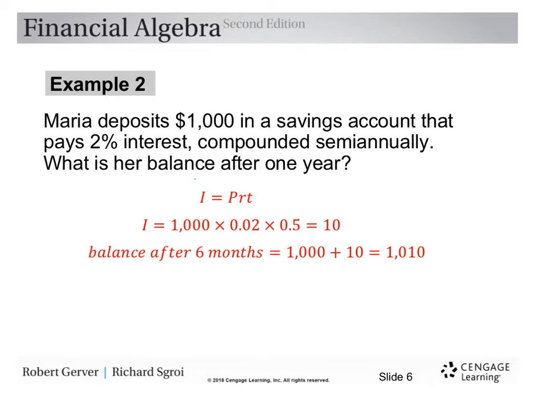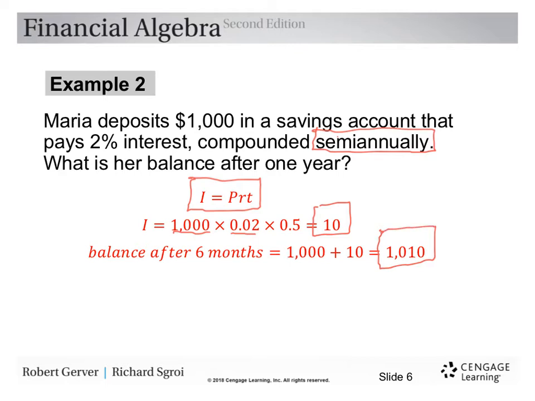All right, again, we're going to use the same formula we used before. I = PRT. $1,000 is the principal, okay? 0.02 is the interest rate. But now the time is not 1, it's 0.5 because we're talking semi-annually. That's twice a year. So that means after 6 months, she's going to have $10 interest. Her balance after 6 months is going to be her $1,000 plus her $10, or it's going to be $1,010, all right?